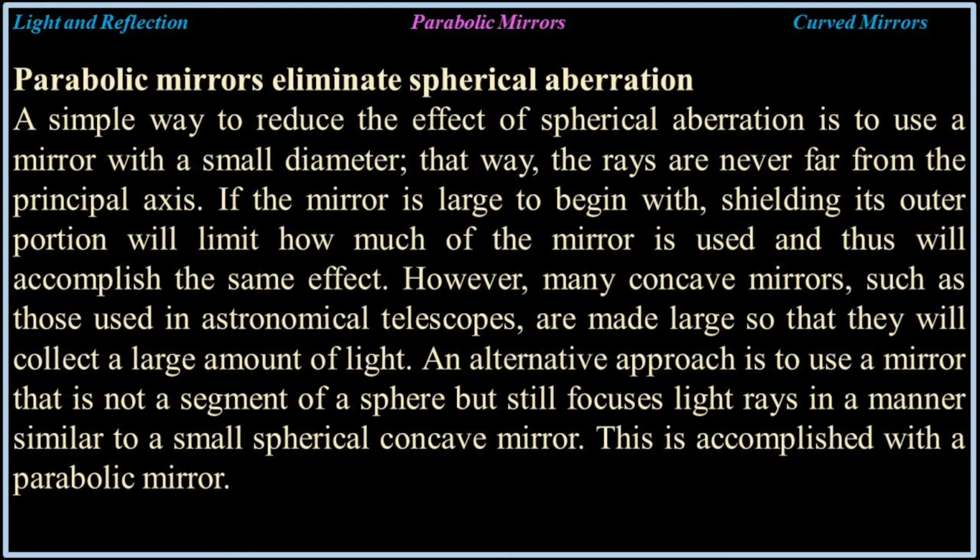However, many concave mirrors, such as those used in astronomical telescopes, are made large so that they will collect a large amount of light. An alternative approach is to use a mirror that is not a segment of a sphere, but still focuses light rays in a manner similar to a small spherical concave mirror. This is accomplished with a parabolic mirror.